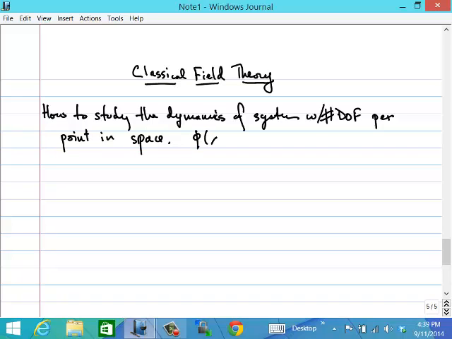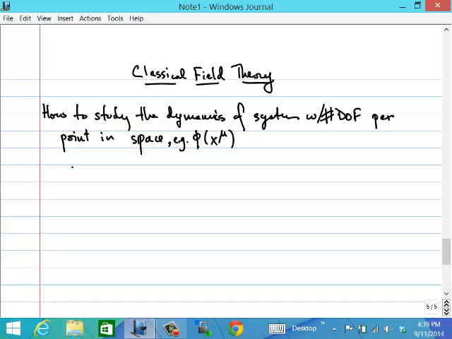Say you could have your degree of freedom phi of x mu, where phi is some scalar field. Or, if you want an example that you're quite familiar with, you should think of the Maxwell field, where you have an electric and magnetic field that are 6 quantities that depend on where you're sitting in space and time. So the most efficient way to package the dynamics of a classical mechanical system is through its Lagrangian.